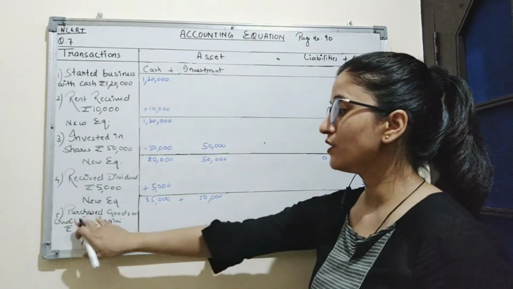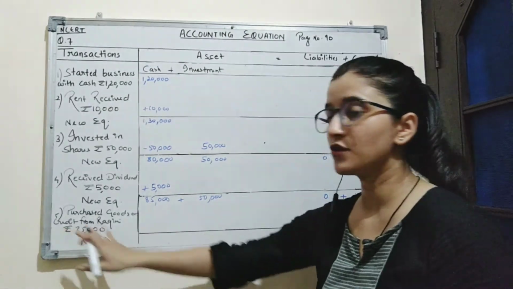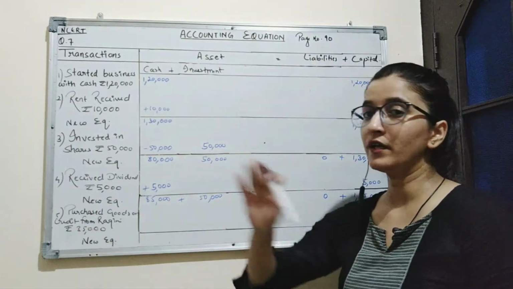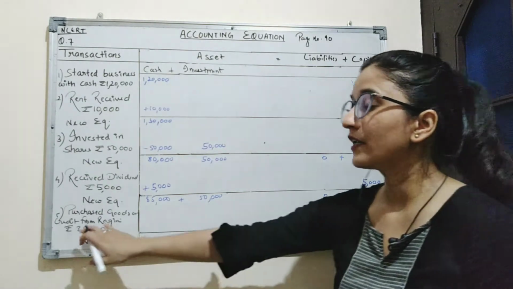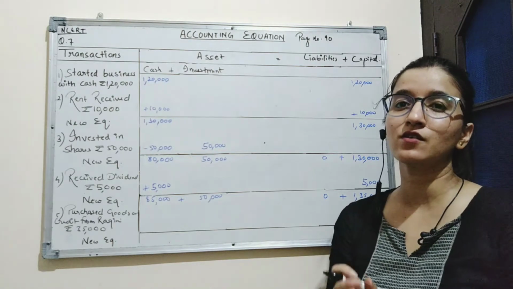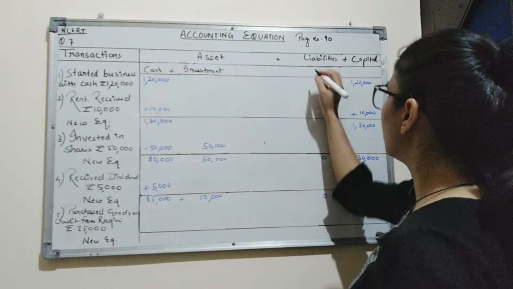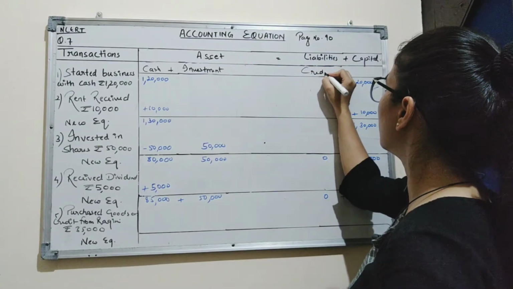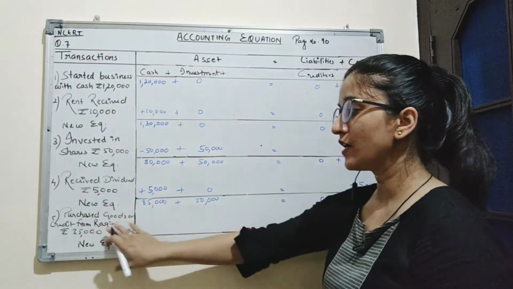Now here goods have been purchased on credit, and we know whenever goods are purchased on credit, we will open a creditors column on the liabilities side, because creditors are the persons from whom goods have been bought on credit and the payment has not been made. It will be made in future. So we will open a creditors column on the liabilities side.